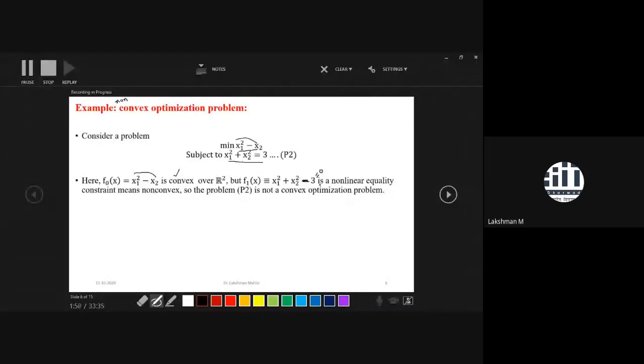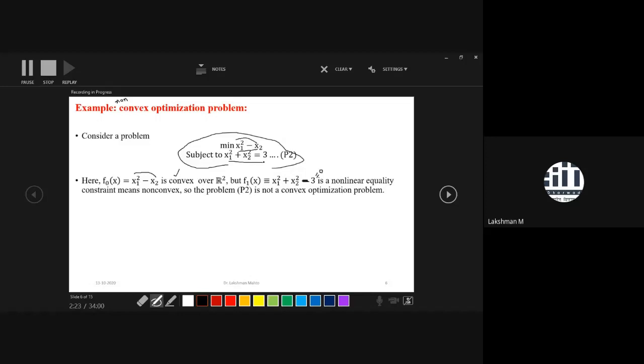So the equality constraint is a nonlinear constraint, which means it will define a curve in the domain plane. That's where the curve always happens to be non-convex. So due to the non-convexity of the constraint, the problem is a non-convex problem. Here, remember that your objective function is convex, but your feasible set is a non-convex set. So that's where this problem is a non-convex problem.